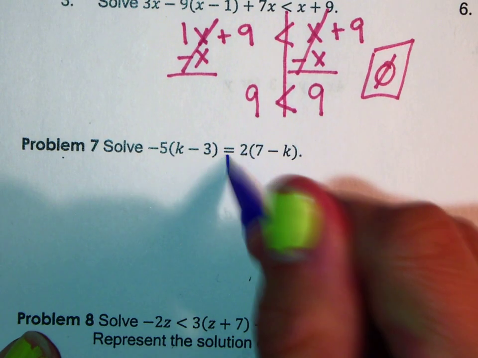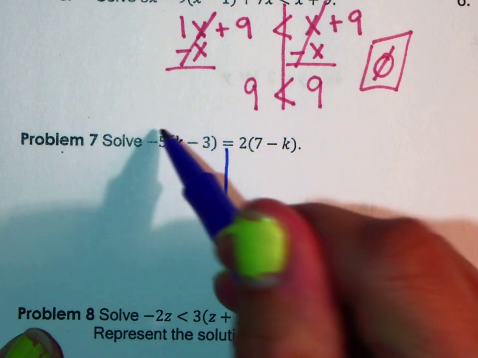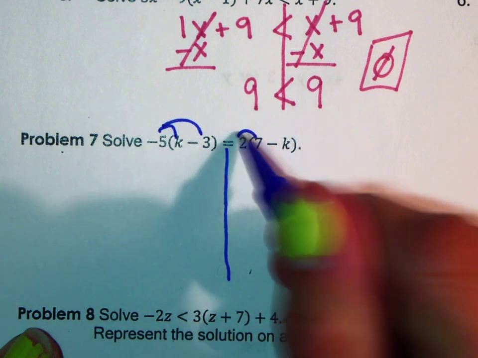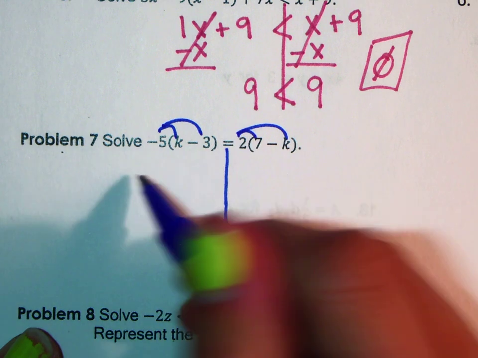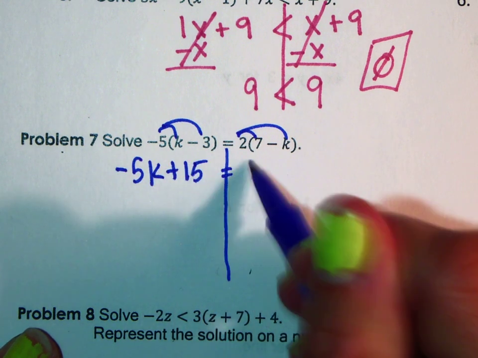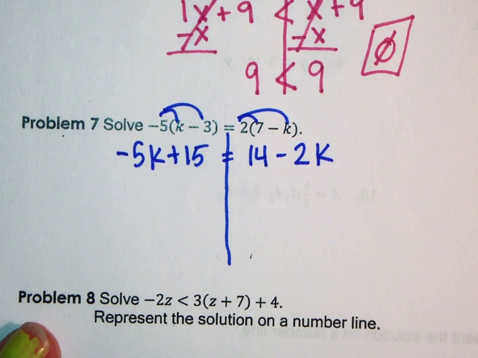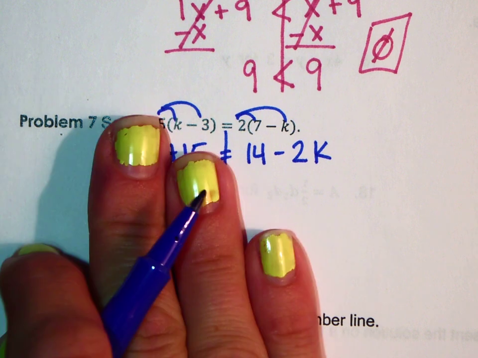All right, this guy here is a solving one, so I'm going to draw my line. First step is to distribute, so I'm going to distribute the negative 5. I'm going to distribute the 2. Negative 5k plus 15 equals 14 minus 2k. Then you try to combine. There's nothing to combine.